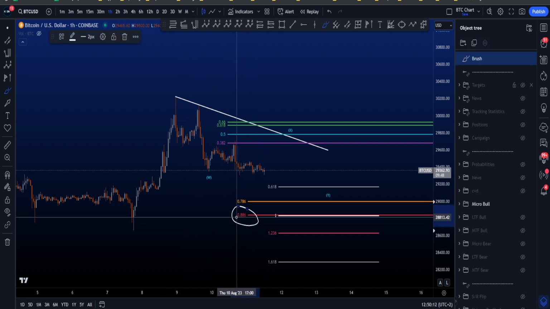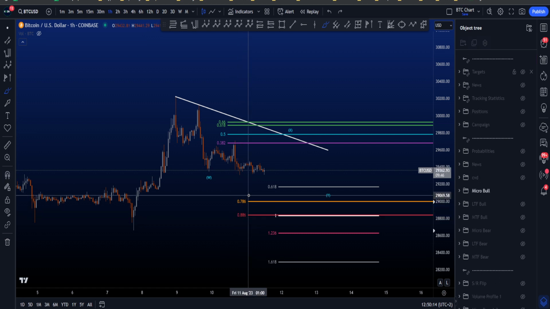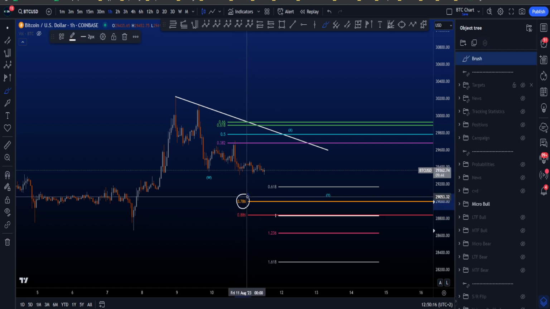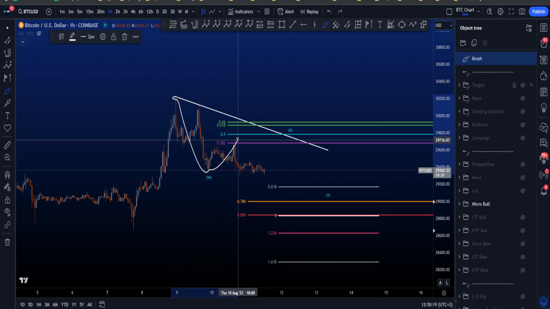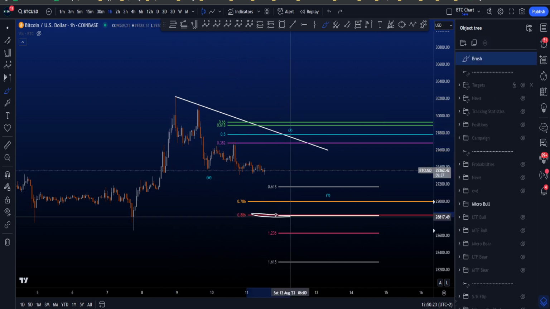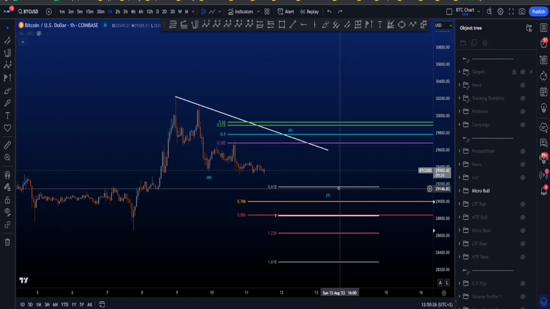The 886 is a very rare target for a wave 2. And the 786 is still a common target for a wave 2, but you can see the 1-to-1 at the moment, taken from the high to the low of W to this high over here, is positioned on the 886. That's not actually what you want to see.